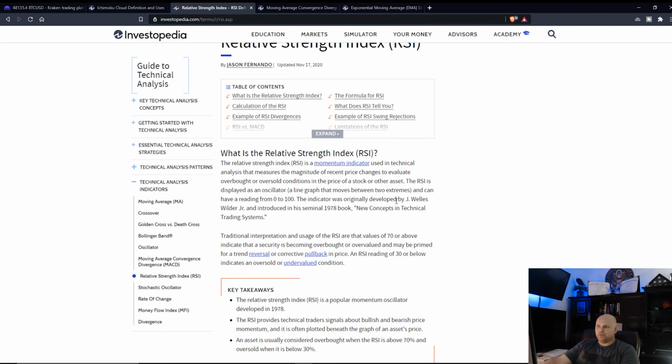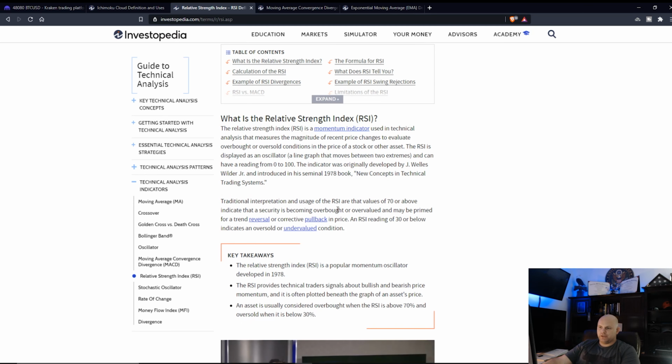A line graph that moves between two extremes and can have a reading from 0 to 100. The indicator was originally developed by J. Wells Wilder Jr. and introduced in a seminal 1978 book, New Concepts in Technical Trading Systems. Traditional interpretation and usage of the RSI values are that values of 70 or above indicate that a security is becoming overbought or overvalued and may be primed for a trend reversal or a corrective pullback in price. An RSI reading of 30 or below indicates an oversold or undervalued condition.